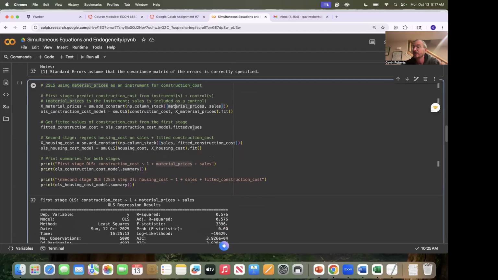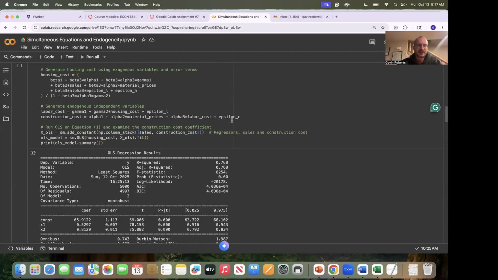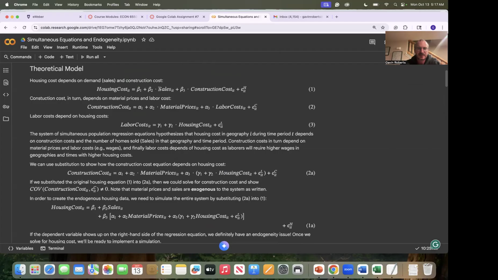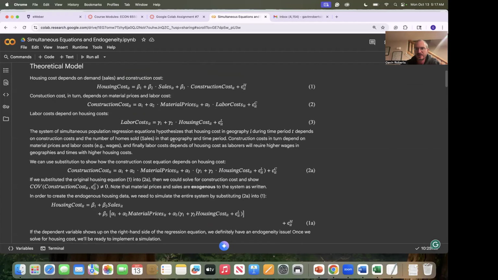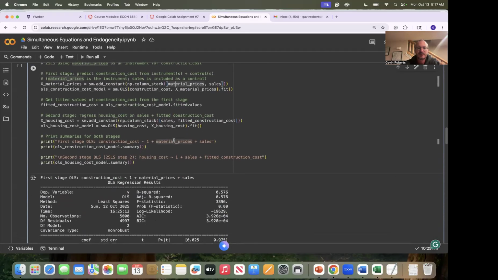In our first stage, we're going to use all of our exogenous variables, so material prices and sales, because sales is the other exogenous variable. Now, notice that in our system, sales does not directly impact construction cost. But in two-stage least squares, we use all of the other independent variables, the exogenous ones, that are in the regression equation of interest, which is that construction cost equation. So that's why sales is included here.